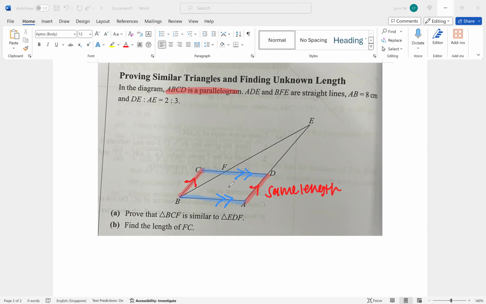What other clues do y'all have? That's not really going to help you in the question. And what else? AB is equal to 8 cm. So AB, I know that it's 8 cm. So from here, what can I say already? CD, yes. CD is 8 cm. Now, what other clues do you have?